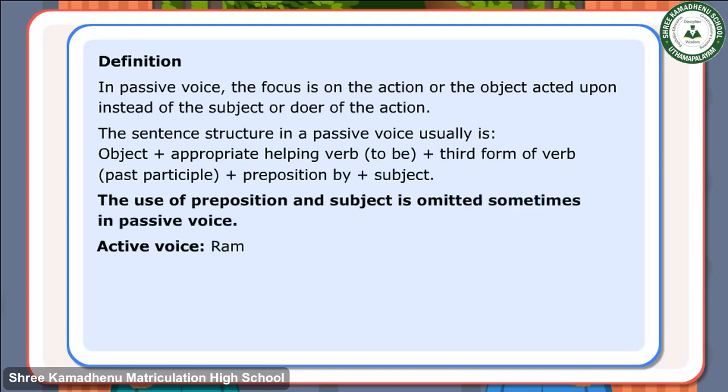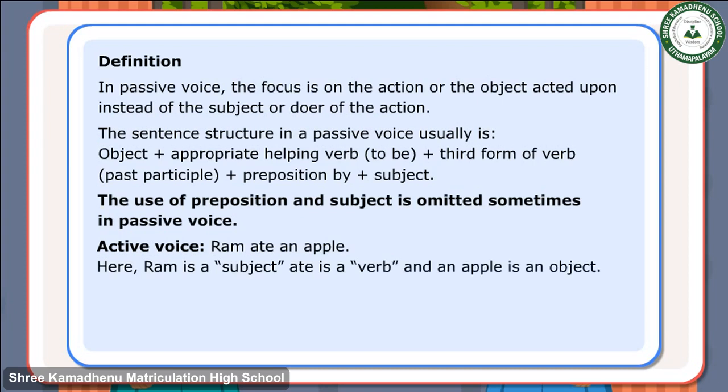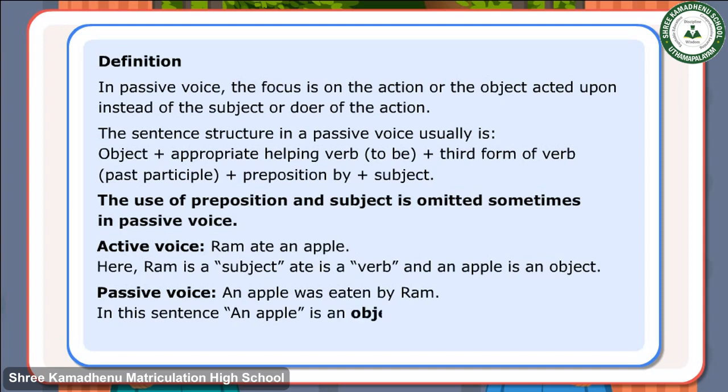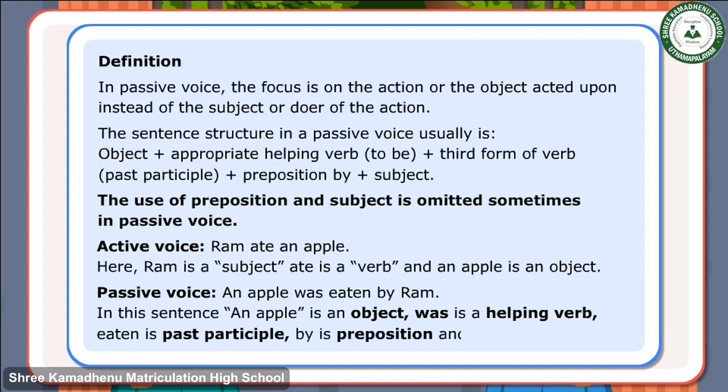Active voice. Ram ate an apple. Here, Ram is a subject, ate is a verb, and an apple is an object. Passive voice. An apple was eaten by Ram. In this sentence, an apple is an object, was is a helping verb, eaten is past participle, by is preposition, and Ram is a subject.